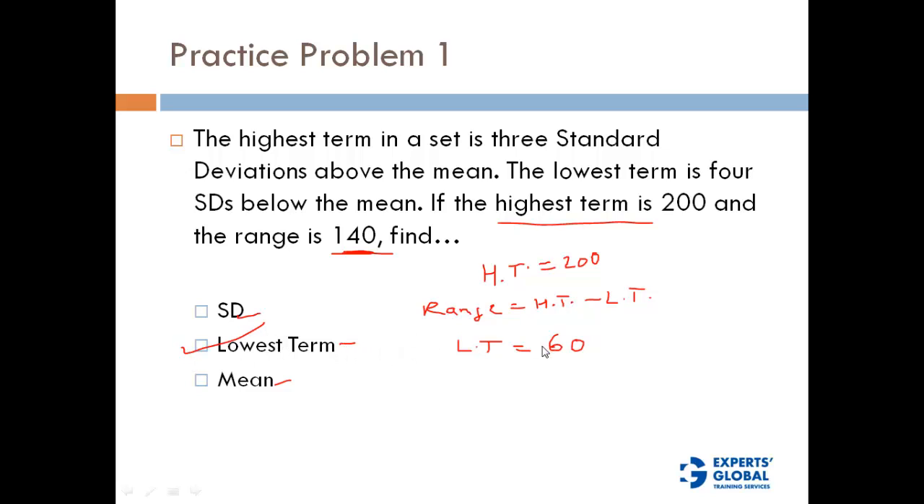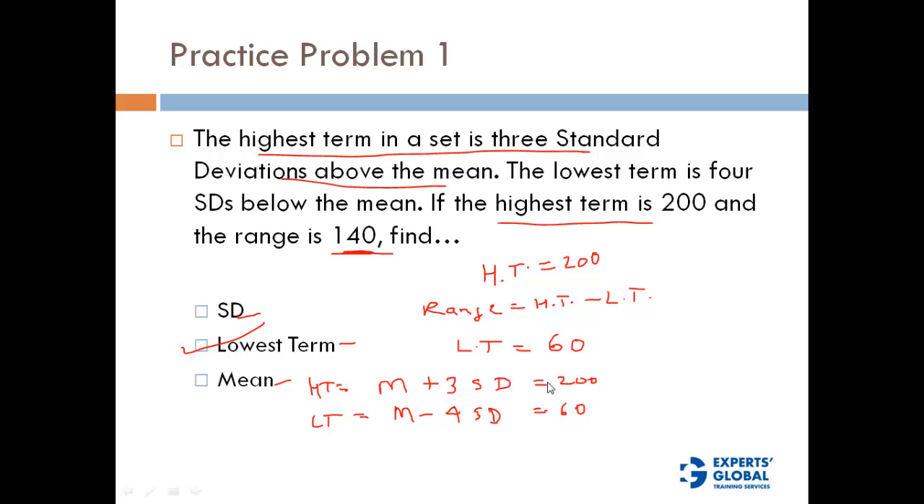We got it. Okay. Also, what does it say? Highest term in a set is 3 standard deviations above the mean. Okay, let's say we have M is the mean and SD as standard deviation. So we know highest term is equal to 3 standard deviations above the mean. So mean plus 3 standard deviation, and lowest term is 4 standard deviation below the mean. So it's mean minus 4 standard deviation, right? So let's put values for HT. HT is 200, LT is 60.